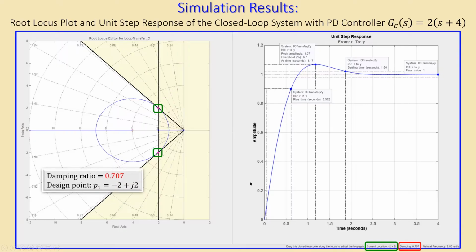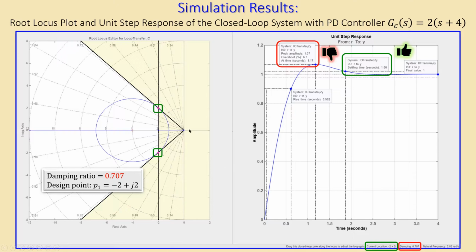But this is the summary. If I look at my settling time, which is okay, 1.86 seconds, so it is less than 2 seconds, that is fine. But if I look at the overshoot, which is now 6.7%, which is larger than 4.32, and that is not actually what we have expected. So why is this the case?